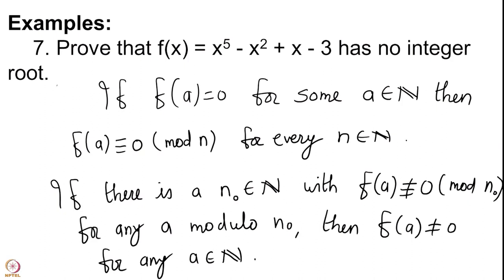We have just twisted this statement and put it in this way. If you have a statement that f a is 0 for some a in n, then for that particular a, f a will give you 0 congruence class modulo n for every n. And therefore, if you can find an n naught such that there is no 0 for the polynomial f modulo n naught, then the polynomial f cannot have a 0 in n. Okay, so, for us to show that this given polynomial x to the 5 minus x square plus x minus 3 has no integer root, we need to only show that there is some n naught for which we get no root, and we will take that n naught very cleverly.